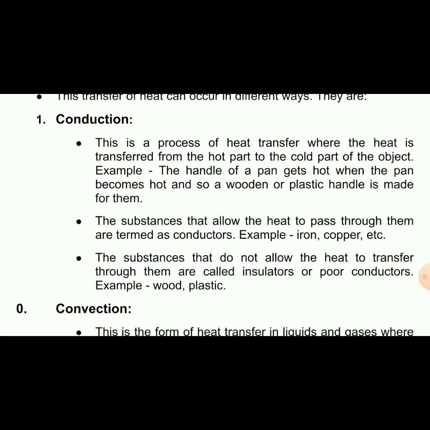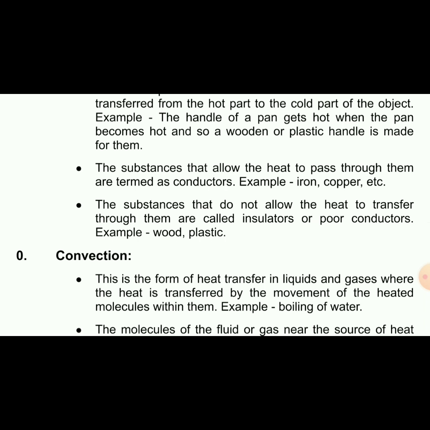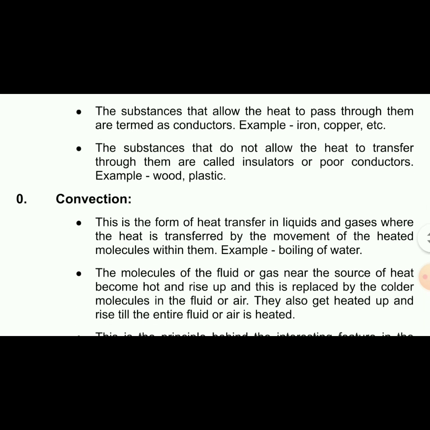Example: the handle of a pen gets hot when the pen becomes hot. So a wooden or a plastic handle is made for them. The substances that allow the heat to pass through them are termed as conductors. Example: iron, copper, etc. The substances that do not allow the heat to transfer through them are called insulators or poor conductors, for example, wood or plastic.